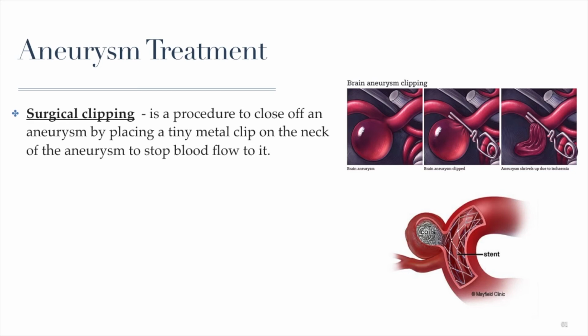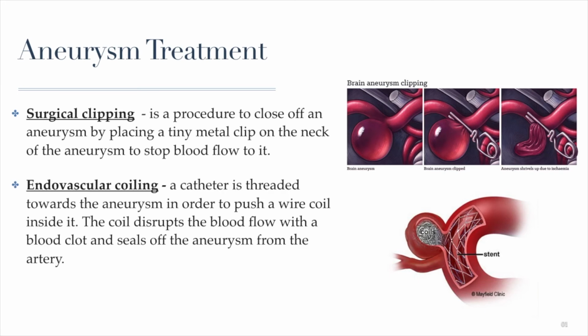So surgical clipping might be a good alternative if the patient is a good candidate for neurosurgery and the aneurysm itself is in a location that is easily accessible to the neurosurgeon. But sometimes surgery is impossible, and the surgery itself might pose more danger to the patient than the aneurysm itself. So then a second approach, which is non-surgical, is something called endovascular coiling.